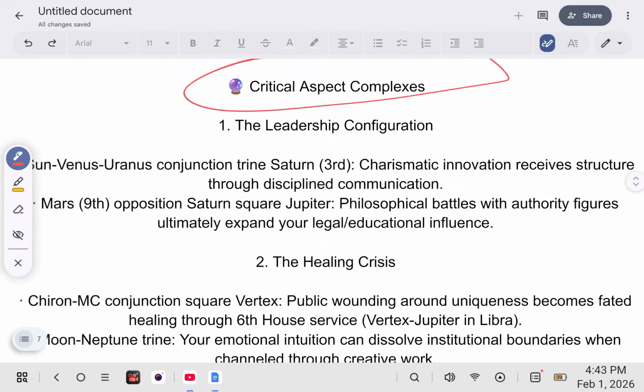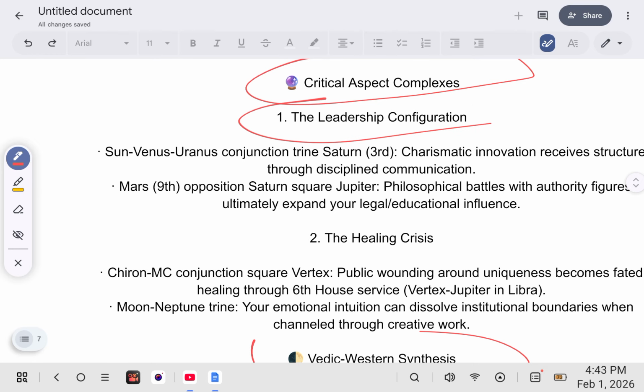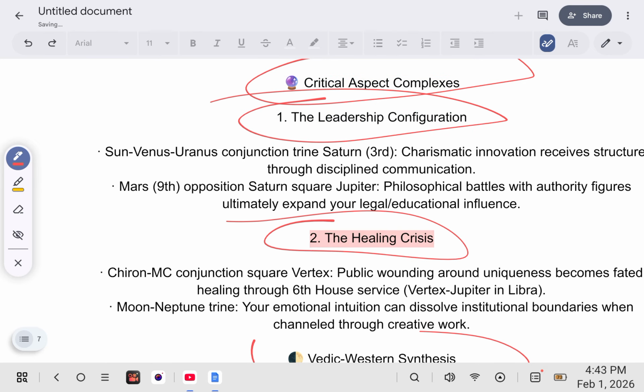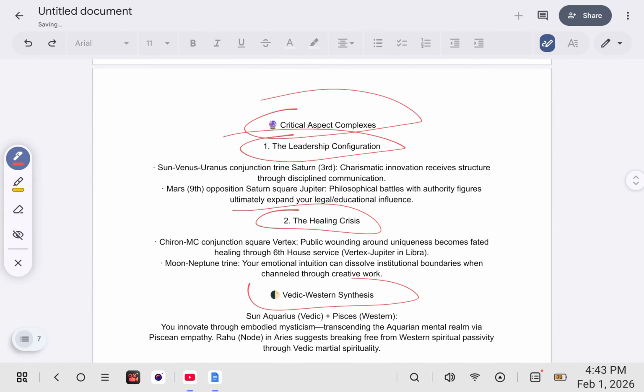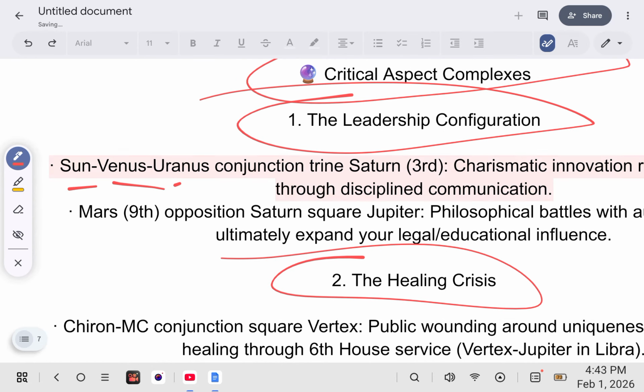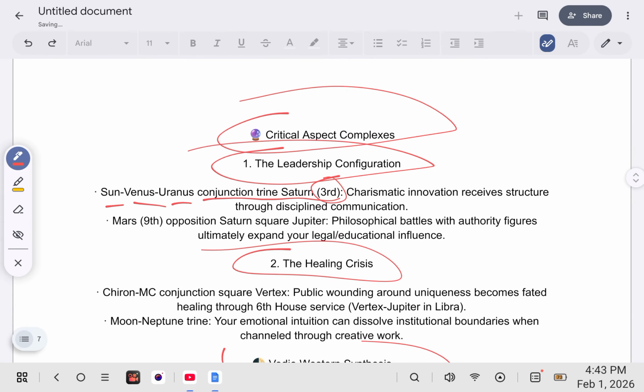Critical aspect complexes, so we're going over the leadership configuration, the healing crises. So with the leadership configuration, I have a Sun, Venus, and Uranus conjunction trine Saturn in the 3rd house. Charismatic innovation receives structure through disciplined communication. Mars, 9th house, opposition Saturn, square Jupiter. Philosophical battles with authority figures ultimately expand my legal educational influence.